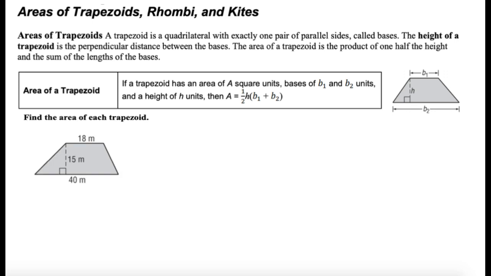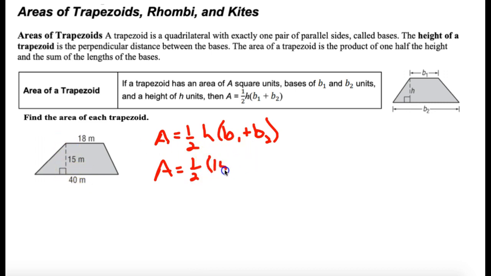So in this one, if we are starting with our formula, A equals 1/2 times the height times base 1 plus base 2. Let's just plug in all the information we have. So 1/2 times the height. Height is the distance between the two bases, so that'll be 15. And then the two bases are 18 and 40.